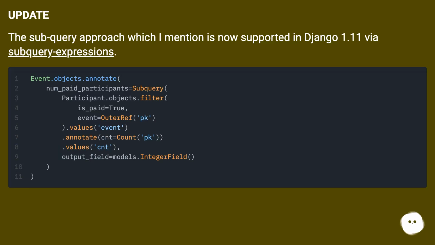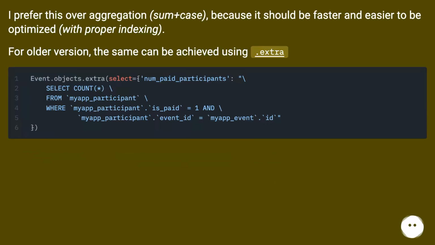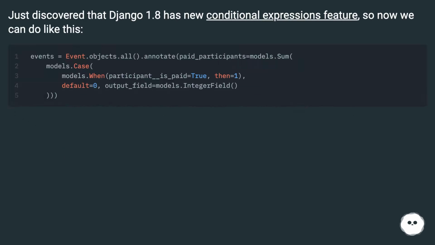Update: the subquery approach which I mentioned is now supported in Django 1.11 via subquery expressions. I prefer this over aggregation, or sum plus case, because it should be faster and easier to optimize, with proper indexing. For older versions, the same can be achieved using .extra. Just discovered that Django 1.8 has a new conditional expressions feature, so now we can do it like this.